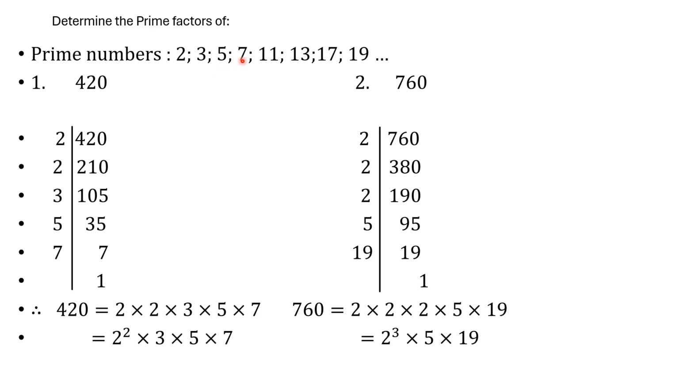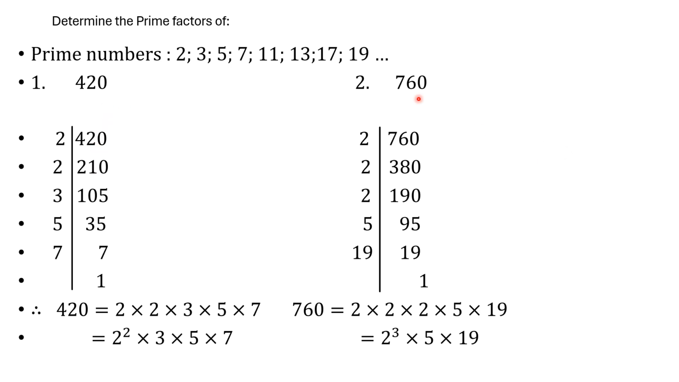The only prime number that goes into 7 is 7. So 7 divided by 7 is 1. And once I get the value 1, I'm done finding the prime factors. So therefore I can specify that 420 equals 2 times 2 times 3 times 5 times 7. 2 times 2 becomes 2 squared times 3 times 5 times 7. So there I found the prime factors of 420.